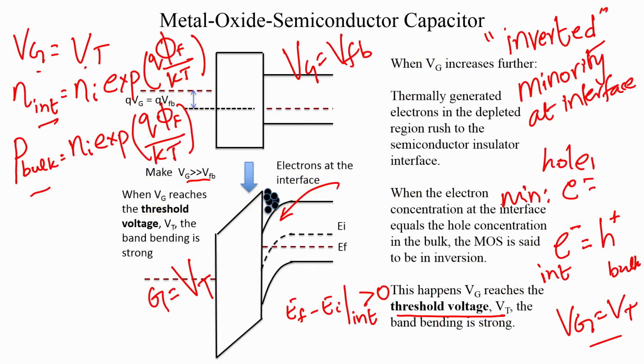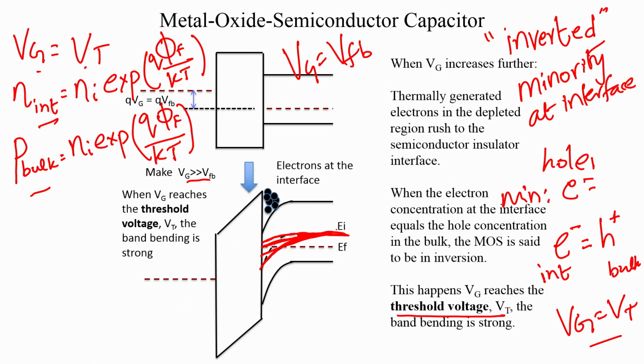To go back and look at the band bending picture again, just to make things clearer. The moment you hit inversion, you see this bending. Initially it was just bent like that. That was the depletion operation, and the moment it started bending like this, you have an equal number of holes and electrons at the interface. Then when you bend it further down, you have more electrons at the interface than holes, and finally reach a point when the electron concentration at the interface matches the hole concentration in the bulk, and that is the definition of our threshold voltage.